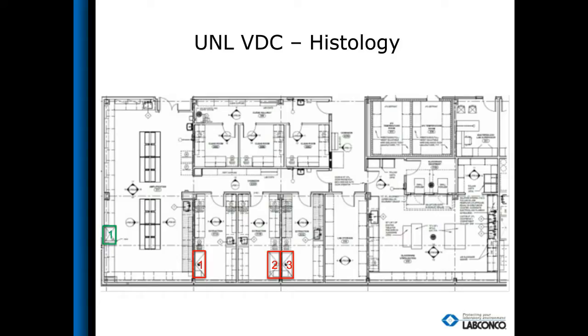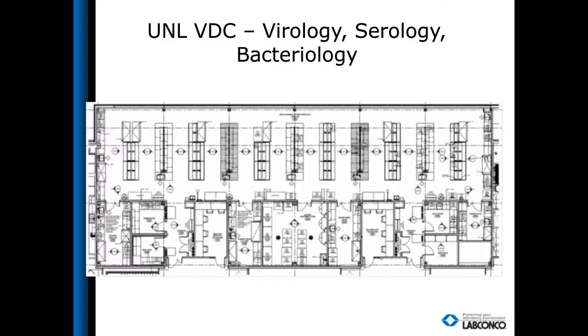The next lab, the VS&B, or Virology, Serology, and Bacteriology laboratory, was much more complicated and a larger design because they had to work with 9 recirculating biosafety cabinets. They had 2 chemical fume hoods there on that left wall and just 1 exhausted biosafety cabinet. And they have, I believe, a couple labs with a very similar footprint. Well, let me back up just a second.